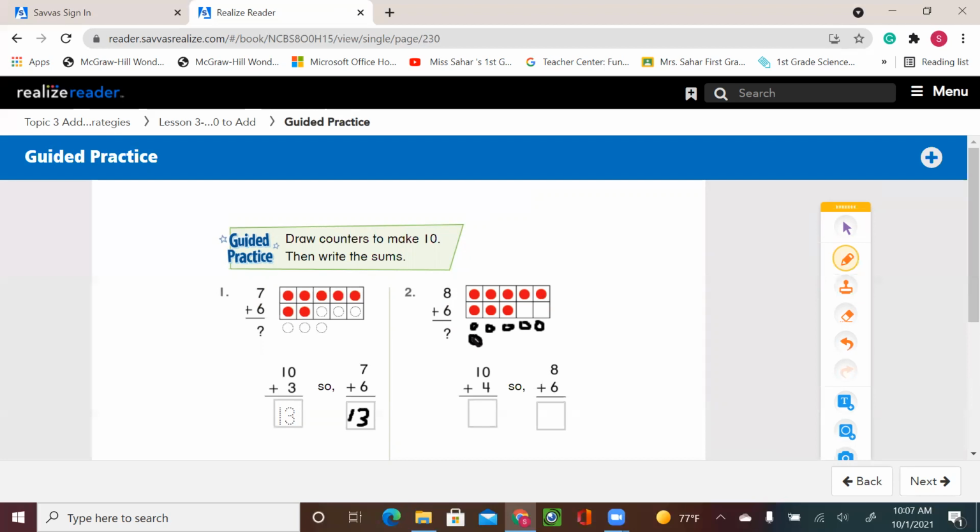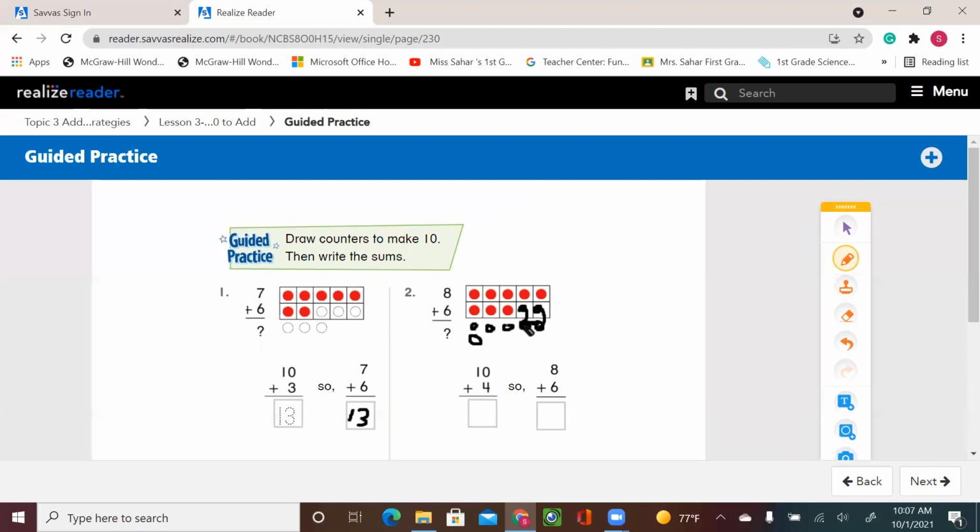All right, I know the rules. I need to fill the empty boxes. So how many empty boxes do I have in my 10 frame? 2. So let me move this one and this one inside here. So now I have 10. And how many counters outside? 1, 2, 3, 4. So 10 plus 4.